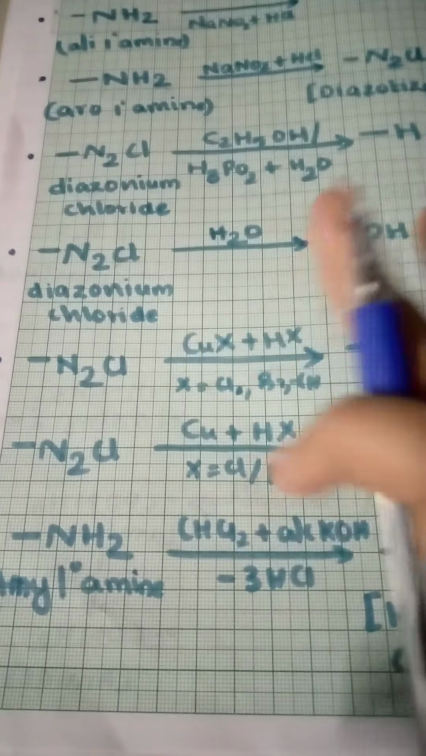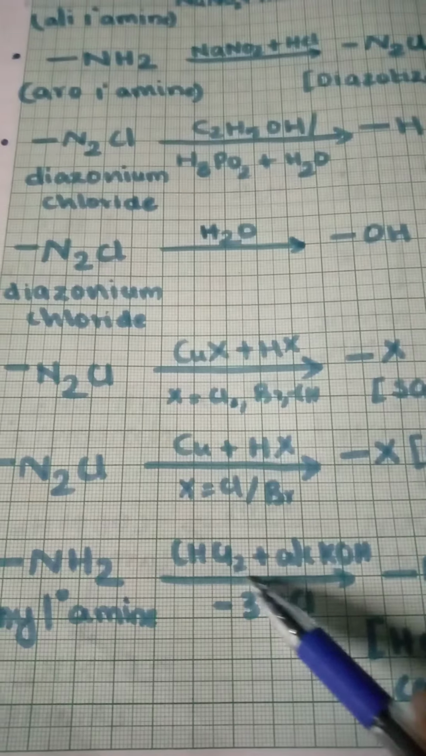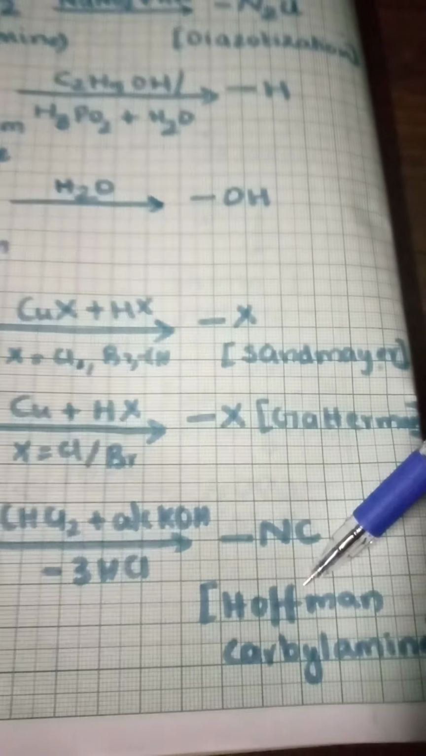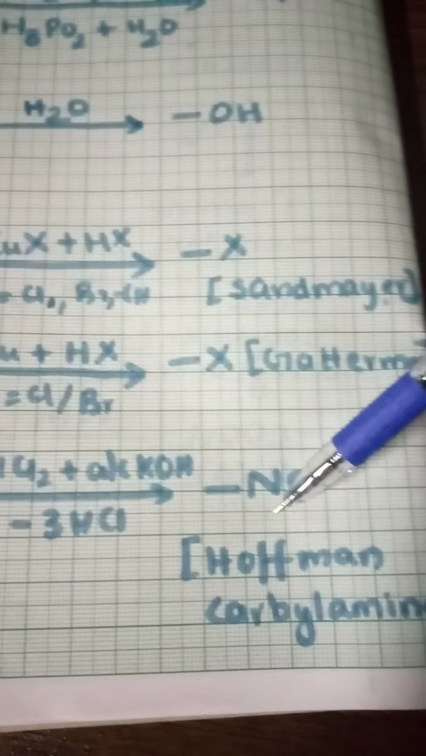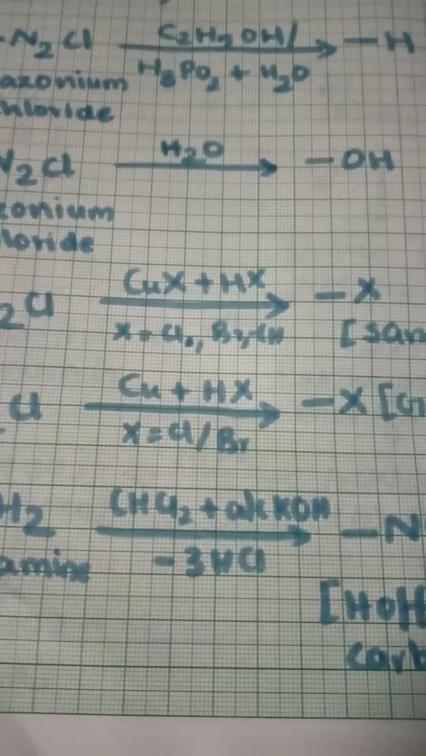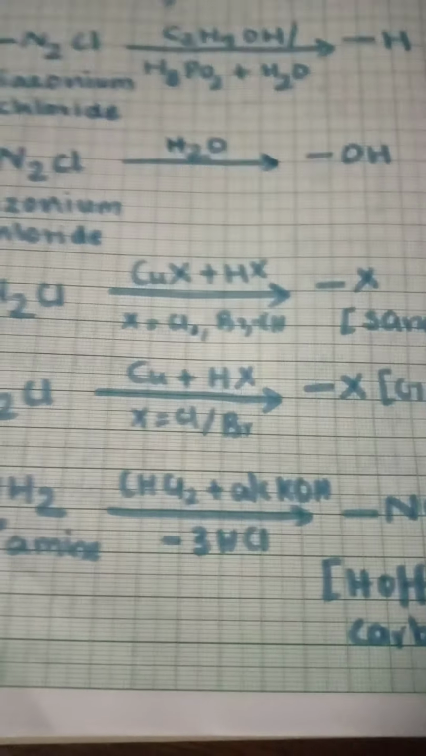So an aryl amine, on adding CHCl3 and alcoholic KOH, will lose HCl and we will be left with the isocyanide, NC. This is otherwise called a carbylamine. This reaction is called the Hoffmann carbylamine reaction. And there is one more reaction for Hoffmann, the Hoffmann bromamide degradation reaction. This is also very important and I will discuss it.